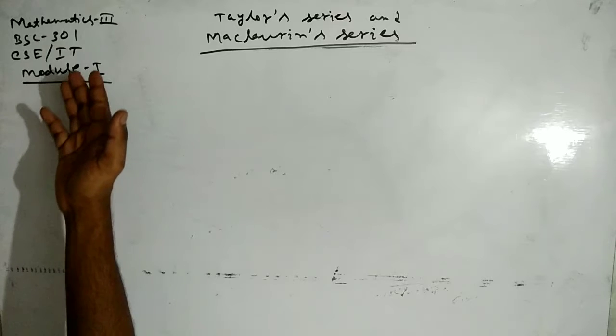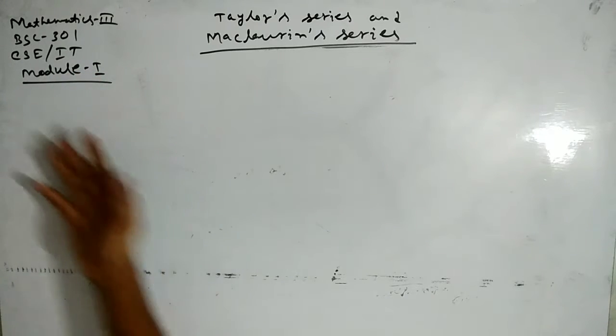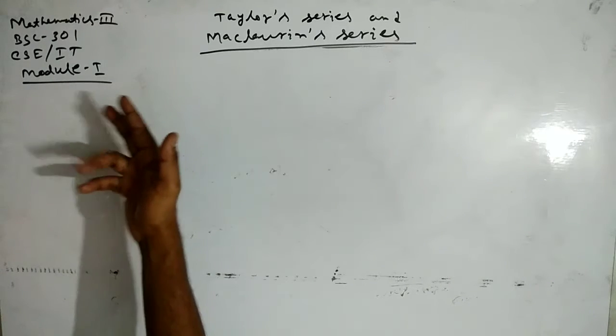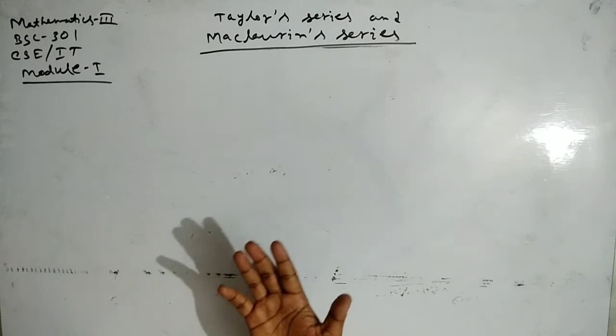The name of this subject is Mathematics 3, code is BSC301, and this subject is for the students of Computer Science and Engineering and Information Technology. Module number is 1, and this is the syllabus. This is in the syllabus under Maclaurin.